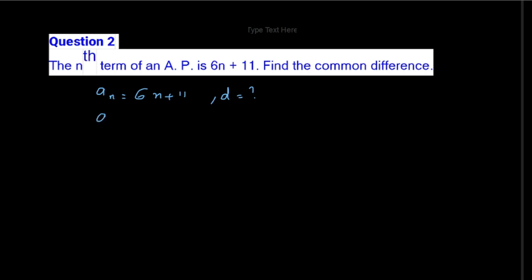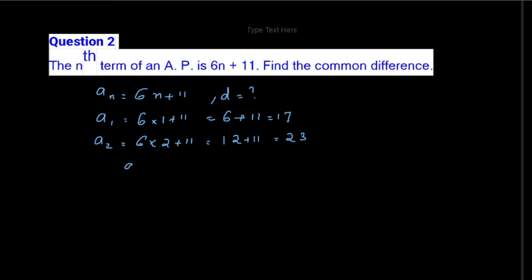We can find A1 from this: 6 into 1 plus 11 is 6 plus 11, which is equal to 17. Now what is A2? A2 is equal to 6 into 2 plus 11, that is 12 plus 11, which is equal to 23. So the first term is 17 and the second term is 23. It is an AP, no need to prove it, since it is given in the question.